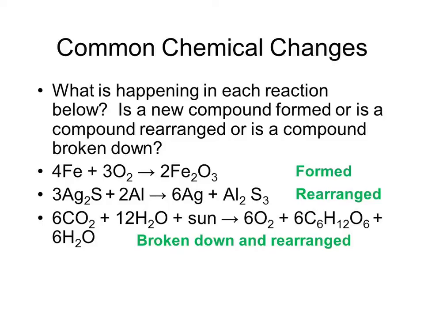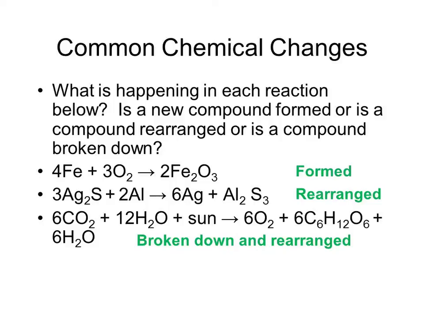We've got the compounds, we're trying to figure out if they're being formed or rearranged or broken down, and sometimes they could be a combination of several of these. The first one is iron and oxygen. When they come together, this little arrow that you see here represents kind of like an equal sign, like if I put these 2 things together, then I get this other thing.